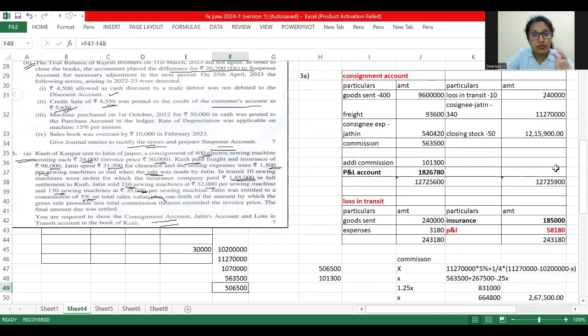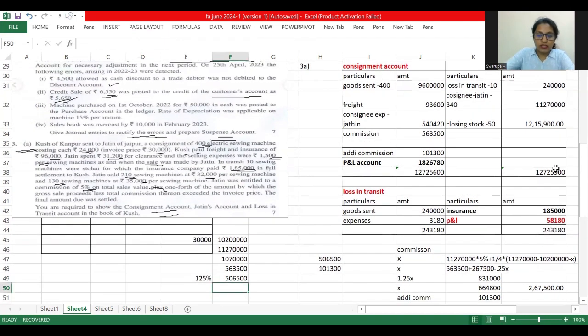This 5,06,500 includes the commission 1/4 of the value also. So this is not 100%. This is 125%. So what is the 25% or 1/4 share? It is 25 by 125, which is 1,03,300. That is the additional commission that you are going to get.